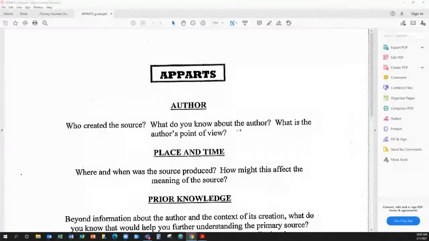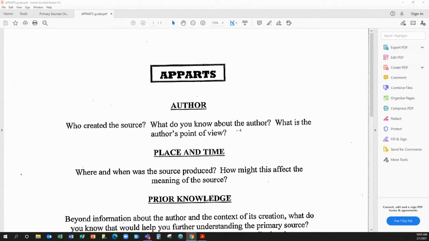Okay, so the APPARTS assignment is a document analysis. Pick a document from those that are selected for you. They are in the syllabus, but they are also on Blackboard.